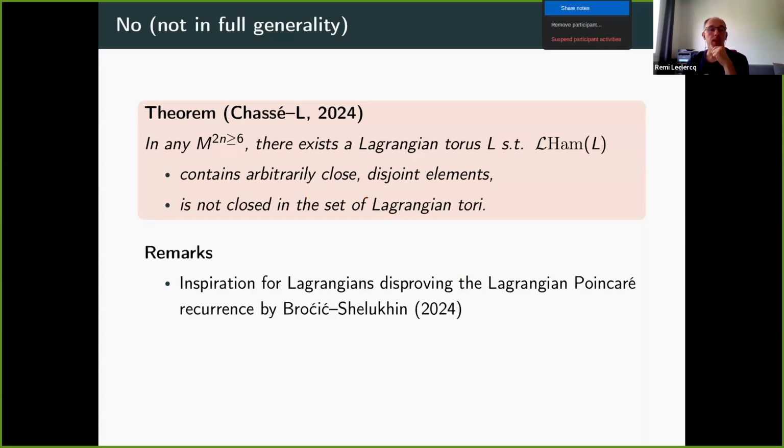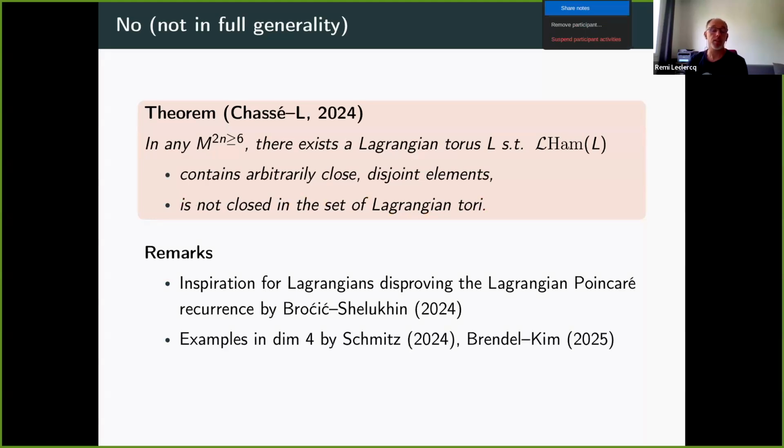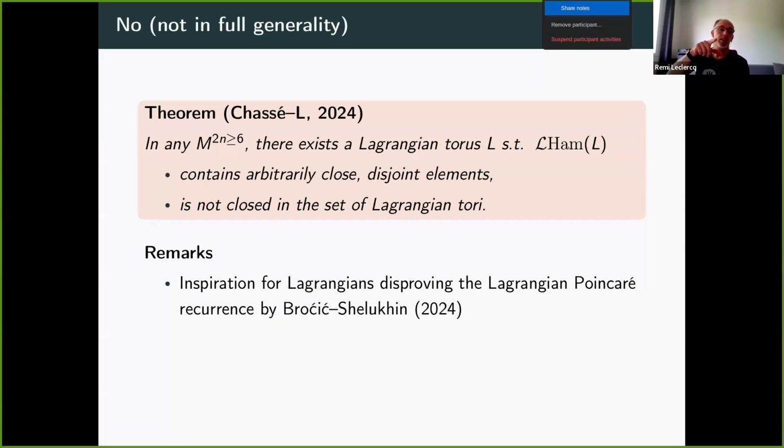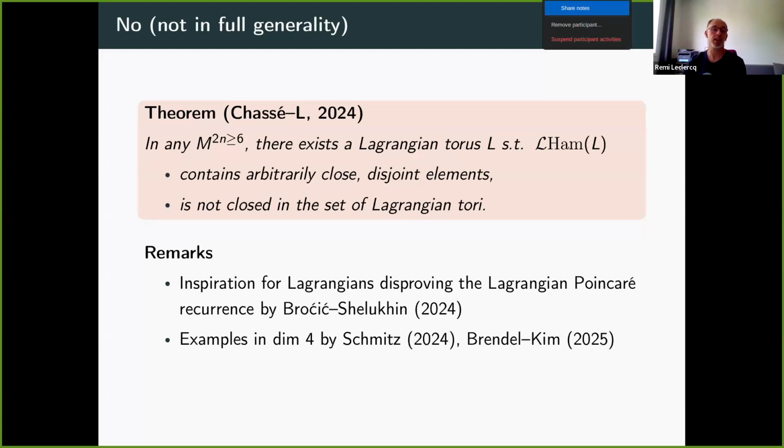Another thing I really like about this theorem is that it was apparently extremely inspiring: not even four weeks after I presented this in front of Philippe Brocic and Egor Shelukhin, they got inspiration for another construction of Lagrangians disproving the Lagrangian Poincaré recurrence, which I think is really nice. One important thing is that this theorem by Jean-Philippe and myself works in dimension greater or equal to 6, right? Our proof does not work in dimension 4, and we were wondering if it was also true in dimension 4, and it is.